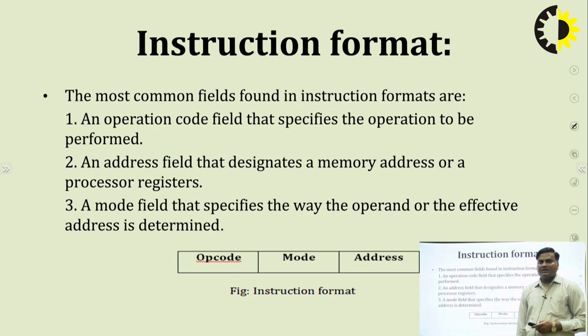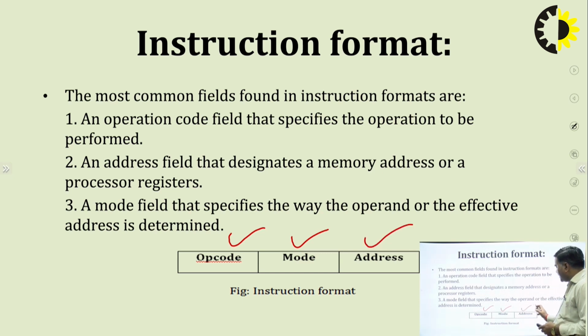In the instruction format, the most common fields are the opcode, in which we specify the operation to be performed; the mode, which says how to fetch the operands from memory or registers; and the address, from which the effective address is known. The operation code field specifies the operation to be performed, the address field designates a memory address or a processor register, and the mode field specifies the way the operand or the effective address is determined.